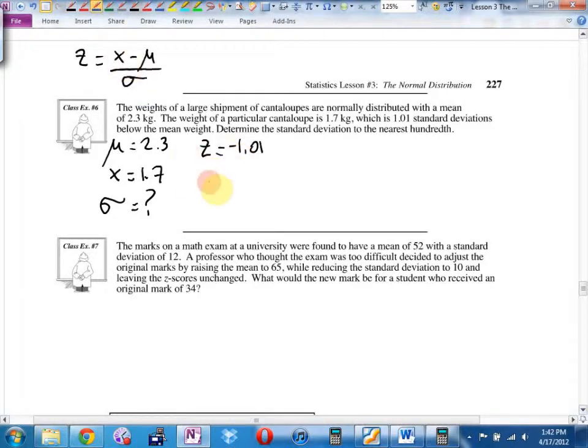Let's fill in what we know then. Using this equation here, negative 1.01 equals 1.7 minus 2.3 all over the mystery standard deviation.